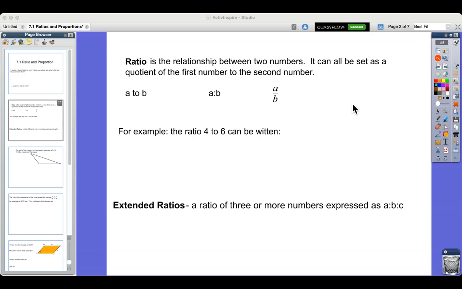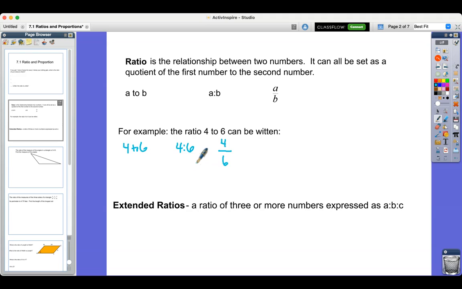All right, so for example here, we're going to write the ratio 4 to 6. We're going to write it in all three different ways. We're going to write it as 4 to 6. That's one way of doing it. Or you can write it as 4 colon 6 or 4 over 6. Now, these are all proper ways to write this.